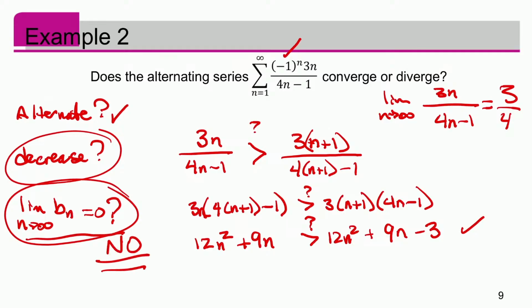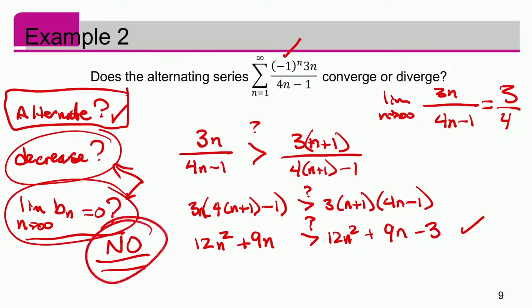The moment you get a no, if you have an alternating series where either of these is no, then, no, this is the important one. If this one is no, then it's going to diverge. So this one diverges. So you're checking these things.